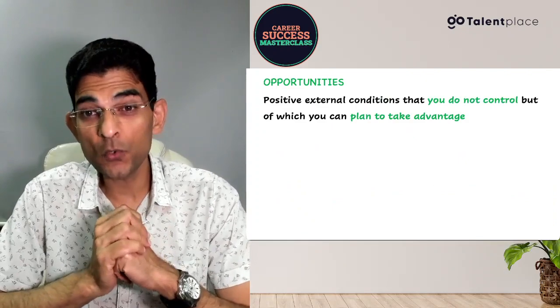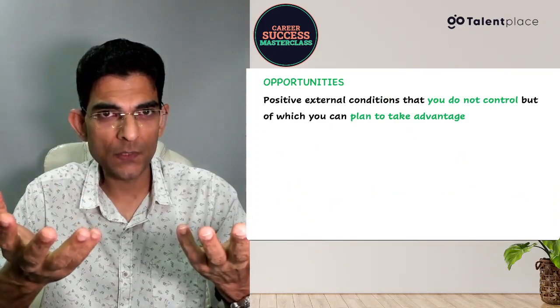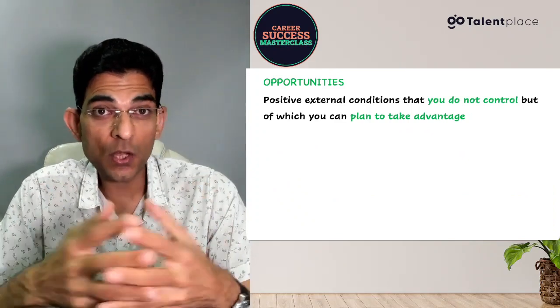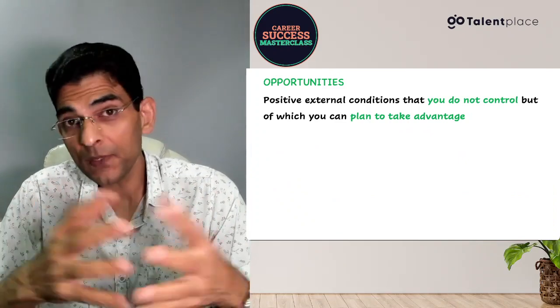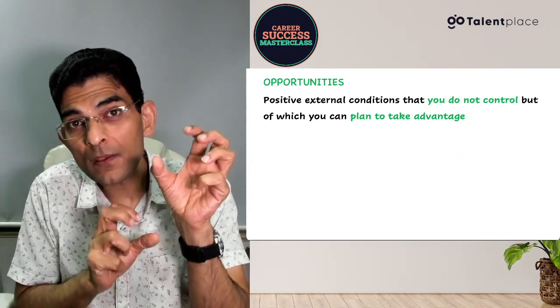Then coming to the third quadrant, which is opportunities. So opportunities is now the outside world. Okay, I cannot change Corona. It is happening. I cannot do anything about it. But now the question is how I can use it.